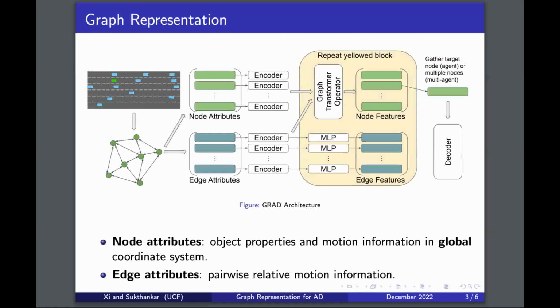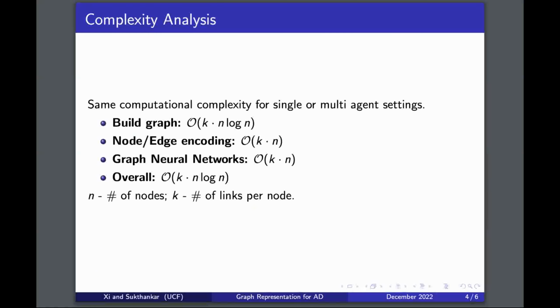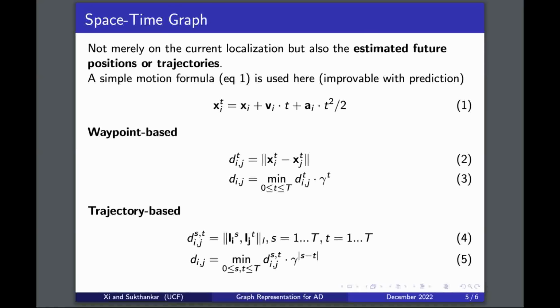Each agent pays direct attention to only the closest objects and aggregates information of a larger scope through edges. Because it works in a global coordinate system directly, it has identical complexity for single and multi-agent settings. And to reflect the scene dynamics, we also propose a space-time graph, which builds the graph not merely with the static status, but also the estimated future positions.